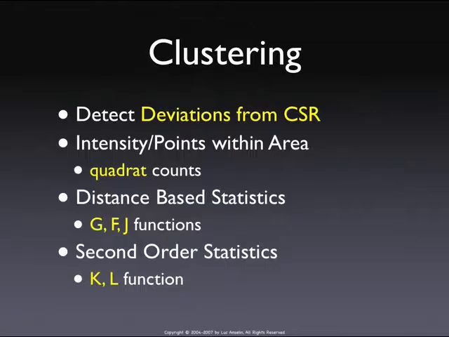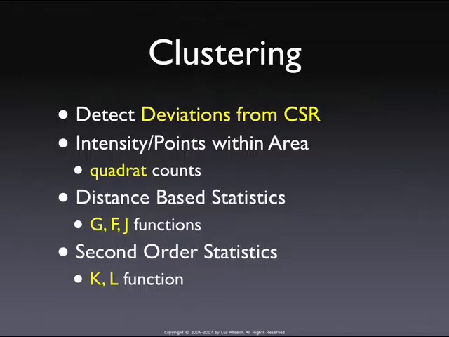And so once you can establish how the distances between events should behave under spatial randomness, then you can also find out whether the pattern that you're looking at is different from spatial randomness. And this is the basis for the distance-based statistics.